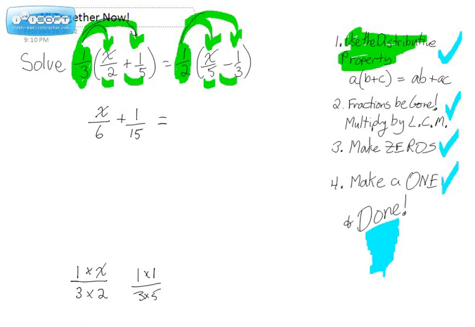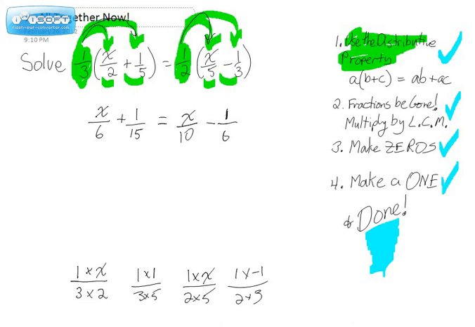On the right, I have to multiply through 1/2 times x over 5, which is 1 times x over 2 times 5, which is equal to x over 10. And then I have to do 1/2 times negative 1/3, which is 1 times negative 1 over 2 times 3, which is equal to negative 1/6. And I've gotten rid of my brackets.